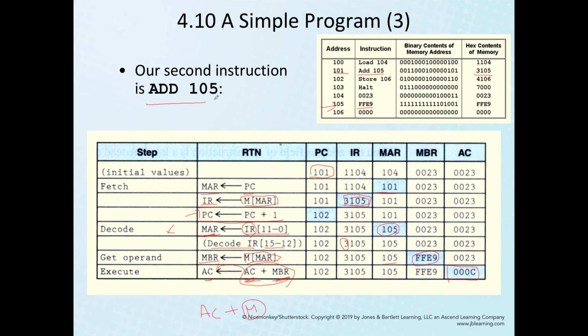That's add 105. Now the next instruction is store 106. Whatever is in the accumulator, which is C, will be stored at address 106. So at address 106, you will get 000C stored, and then the next instruction is halt. The program stops here. So that concludes the demonstration of a very simple program.